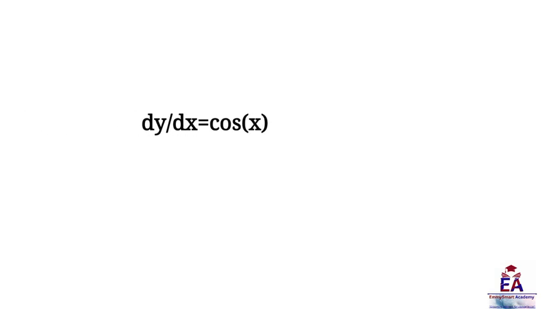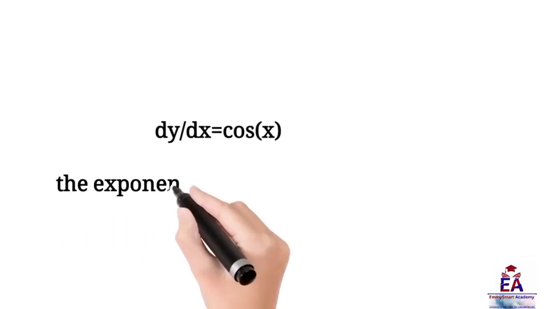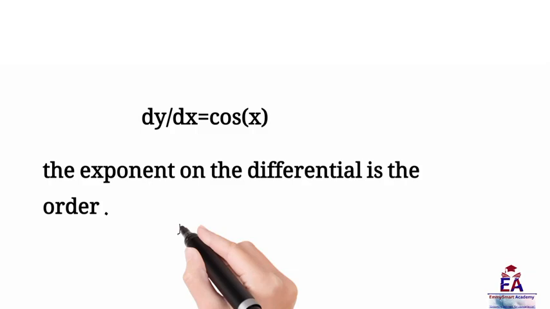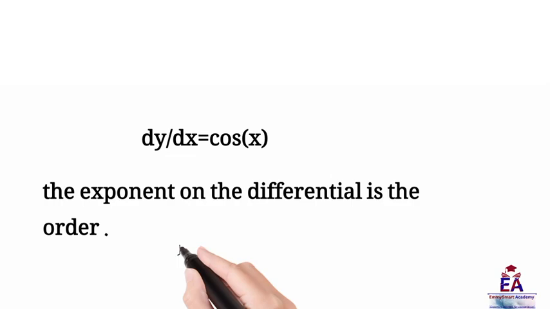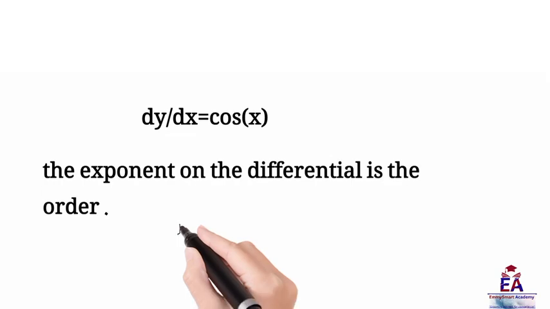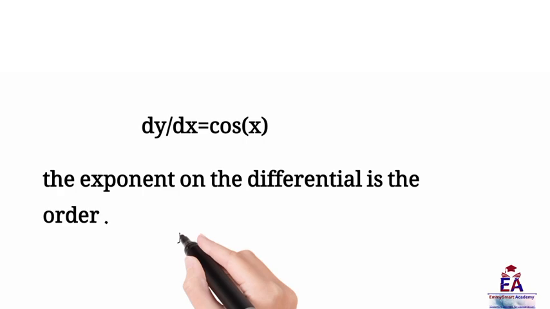So the order is the exponent on the differential. What differential is it? The exponent on the differential is the order of the differential equation. So if it is the first differential of y with respect to x, it becomes a first order derivative. So the exponent on the d, on the differential, is the order.